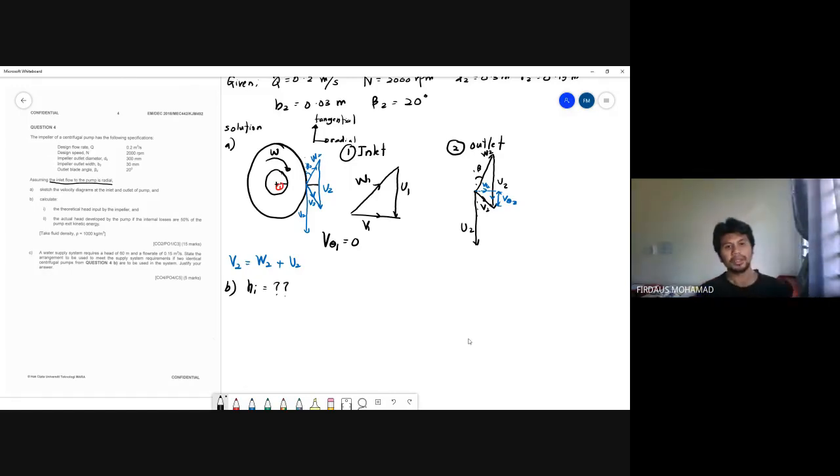So how do we find the theoretical head for this centrifugal pump? Who has already done it? How do we find the theoretical or ideal head? Some books use ideal head, some books use theoretical.